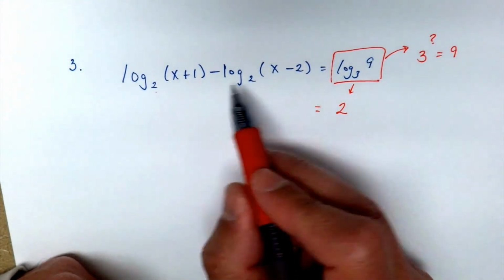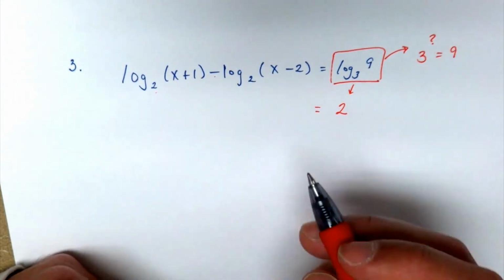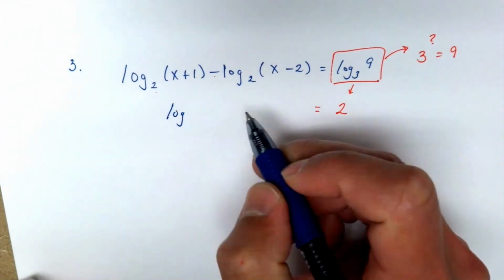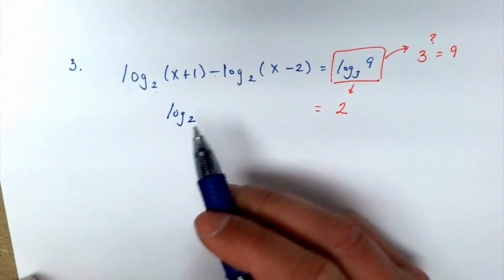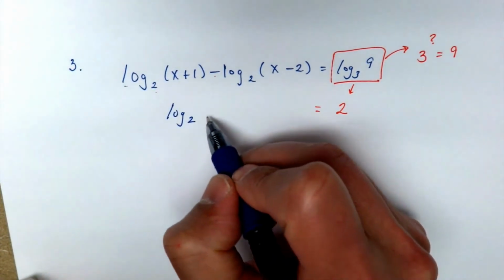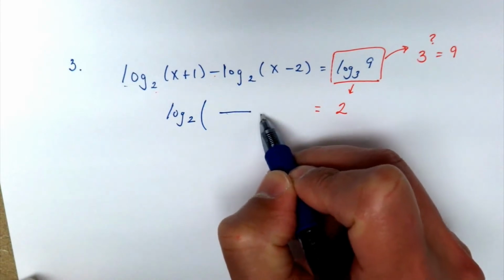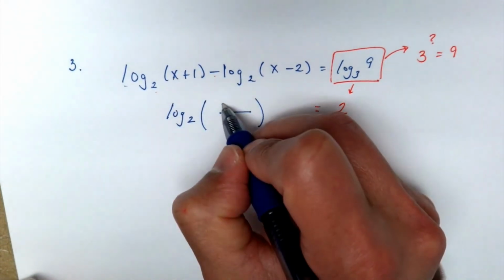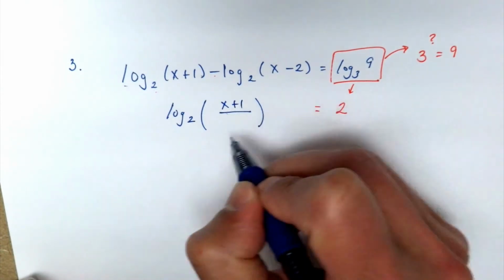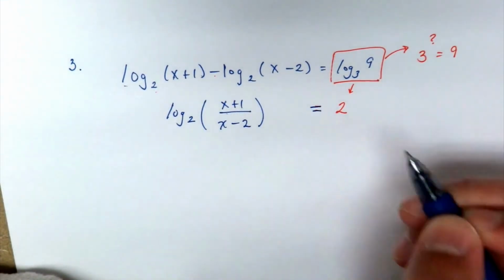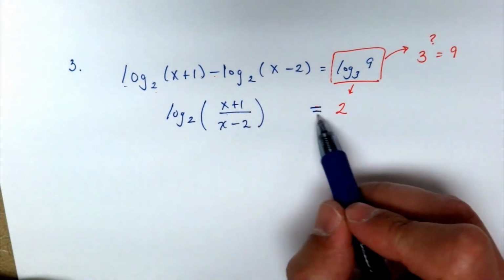Now over here, if you notice, we have a subtraction. And if you remember your properties of logs, subtraction becomes division. So all I need is just to put log base 2. I just need one of them. I can put my parentheses, and you go from left to right. The x plus 1 goes on the numerator. X minus 2 becomes the denominator. Now this is equal to 2. Now here you see, I have a new equation.